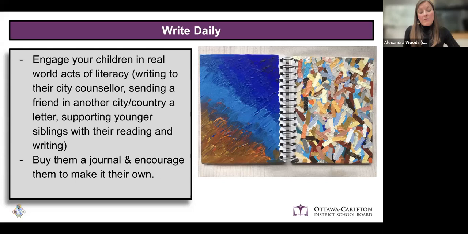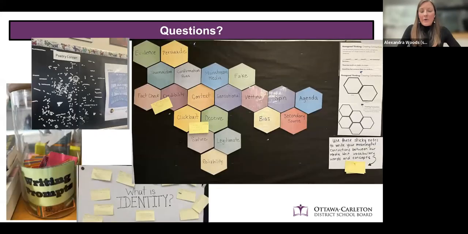Another way to support daily writing is to buy them a journal or get them to choose a journal, even better, and really encourage them to make it their own and document their thoughts through words and images. So that daily active writing has a huge impact on supporting students to feel comfortable and confident in grade 9. So these are some other images from classrooms, but that about wraps up the All About High School English.